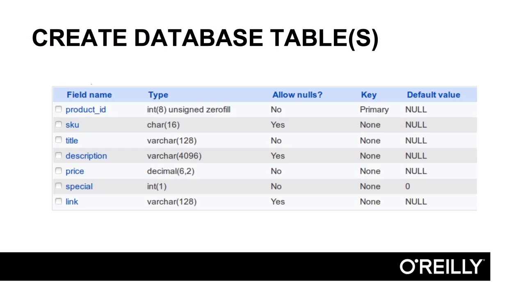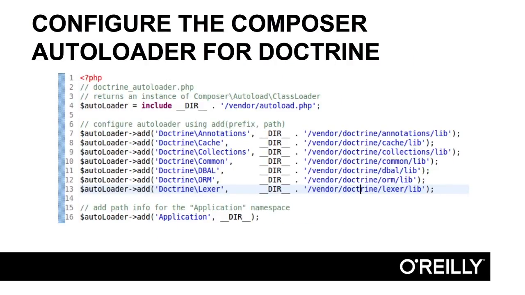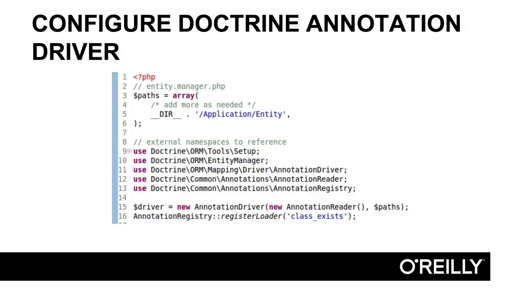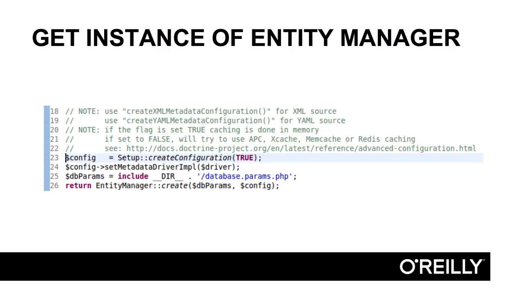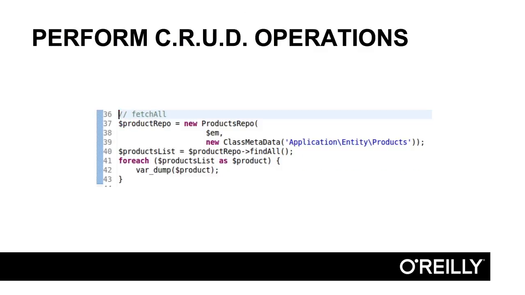In summary, the steps necessary to configure your application for Doctrine would be to create the database tables, create the entity classes, or create the entity classes and use the command line tool to generate the tables. You then configure the Composer Autoloader for Doctrine, configure your database parameters, configure the Doctrine Annotation driver, return an instance of the entity manager, use a repository to represent the entity, and then use the repository to perform create, read, update, and delete operations.